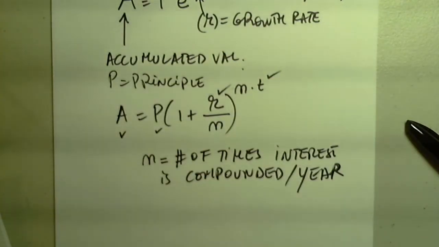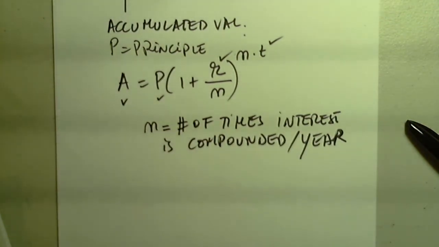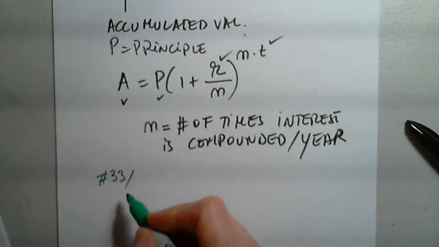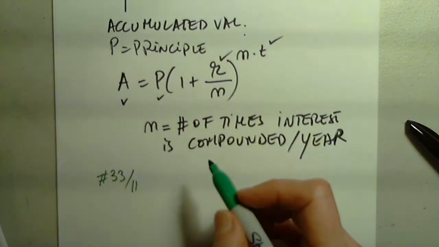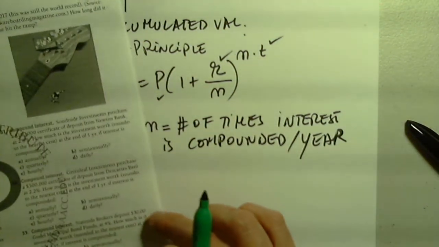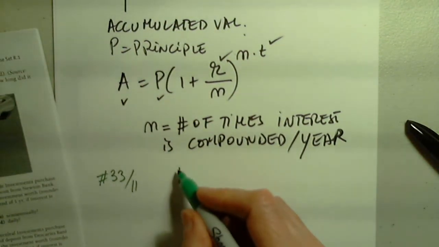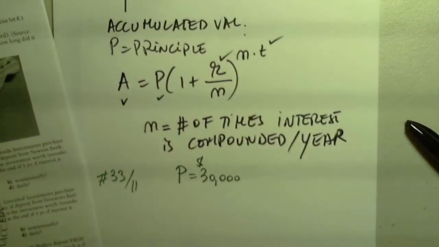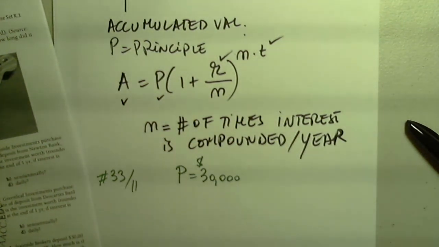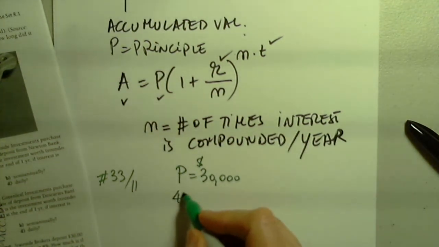Good. Okay, so let's take a look at 33 on page 11. Compound interest. Stateside brokers deposit, it's cut off here a little bit, so I'm assuming it's 30,000. So the principal, 30,000. And I'm assuming, as I said, I have a little cutoff here. Godel municipal bond funds, fine, at 4%.